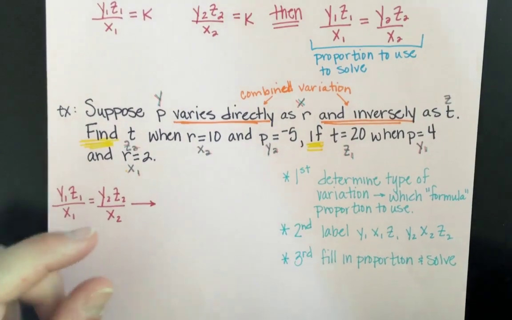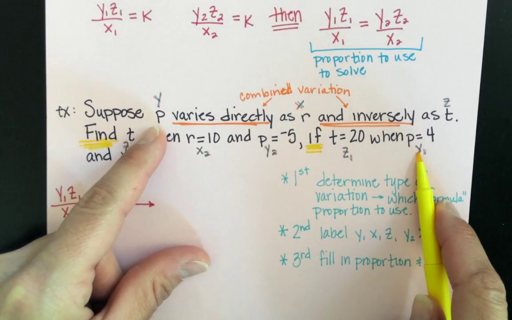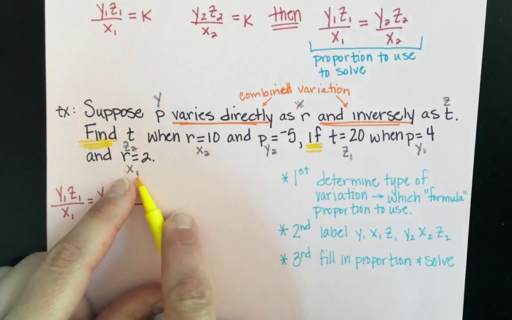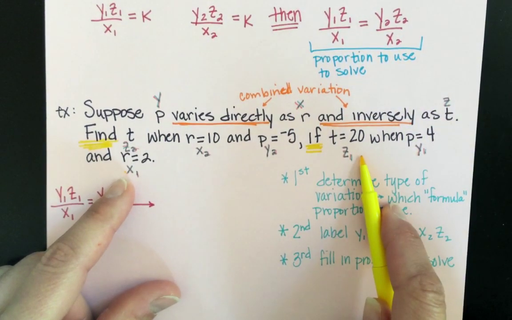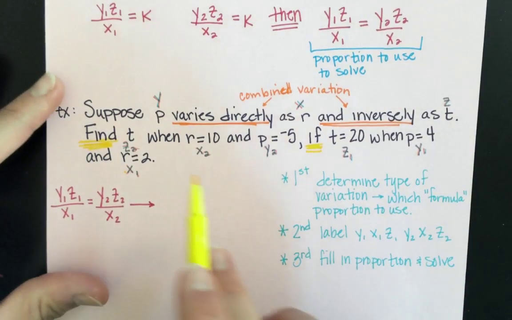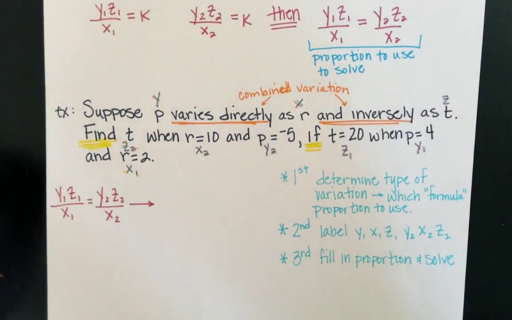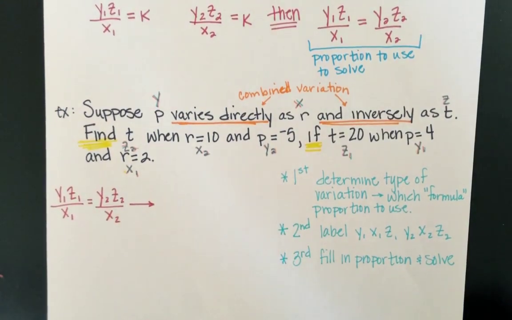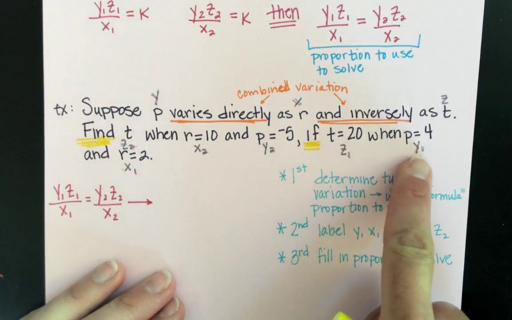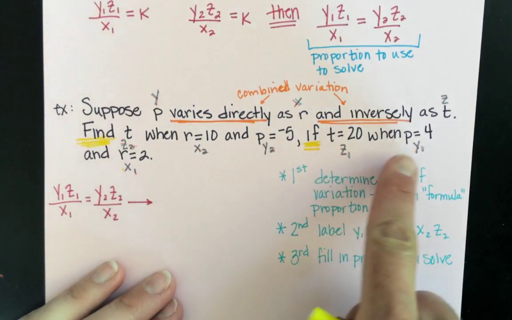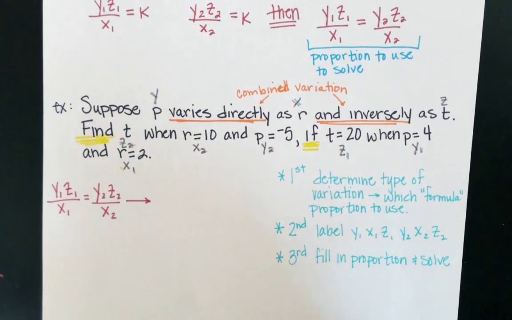And be careful, make sure that what you've labeled y stays y, what you have labeled x is x, and what you have labeled z is z. What we have trouble with is we start to put them in order as they are given, and that's not necessarily what they match with. So that's why this first step is so important. So we have our x1, y1, z1, x2, y2, and z2 labeled.